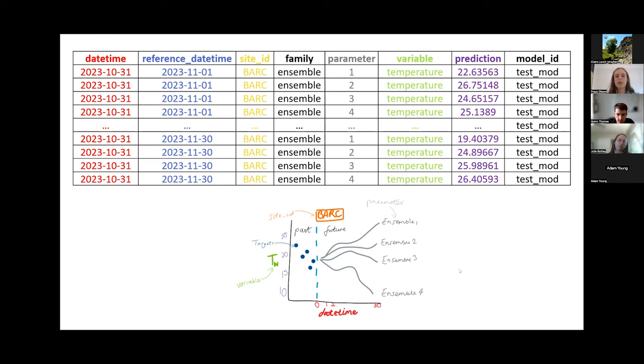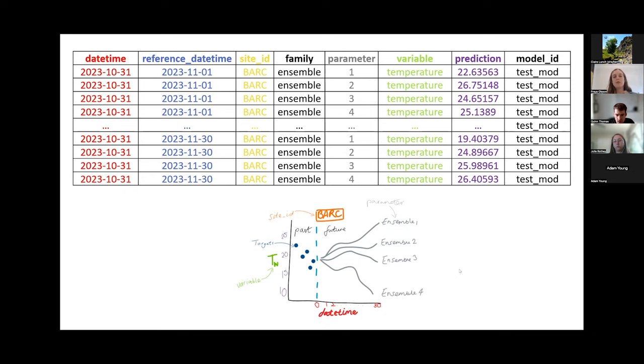The site that you're forecasting, in this case Barco, the family and the parameter columns are two really important columns that describe the type of forecast that you're generating. So in this case, the type of forecast is an ensemble, which has these multiple trajectories of the future. And each of those trajectories is given a parameter value. So 1 to 4 representing our four different ensemble members.